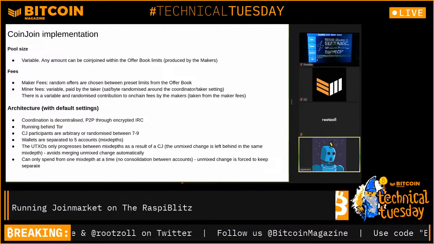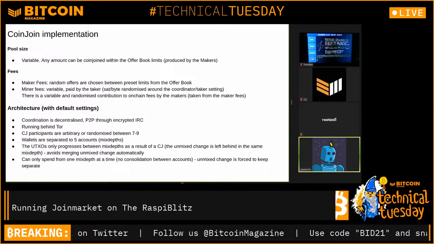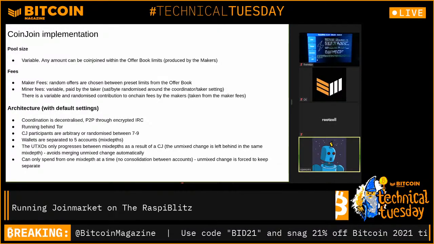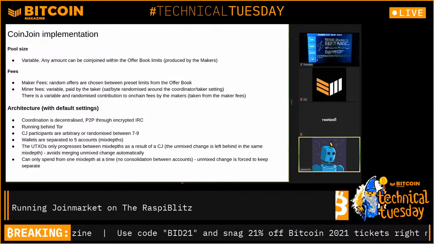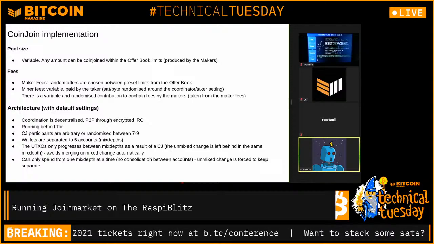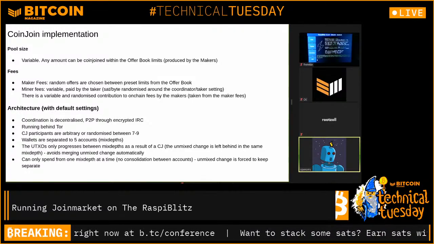The size of the CoinJoins, because of the limitation of the IRC servers, is up to like 13-ish, I think. If there are too many peers, there will be too much communication, and the server will throttle. So there is some limit there. By default, it is between 7 and 9, and the minimum is 4.